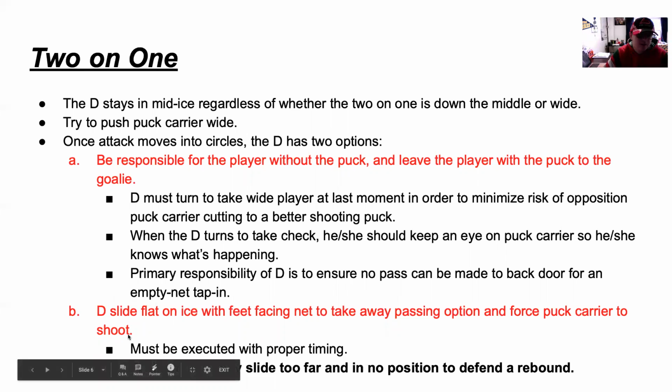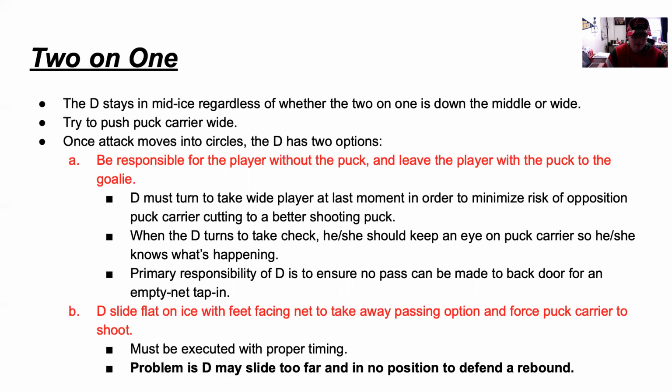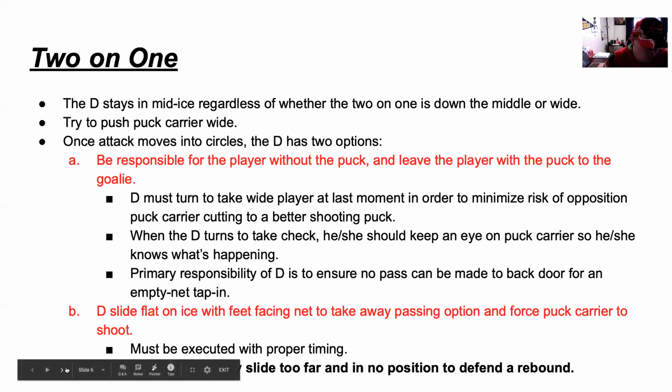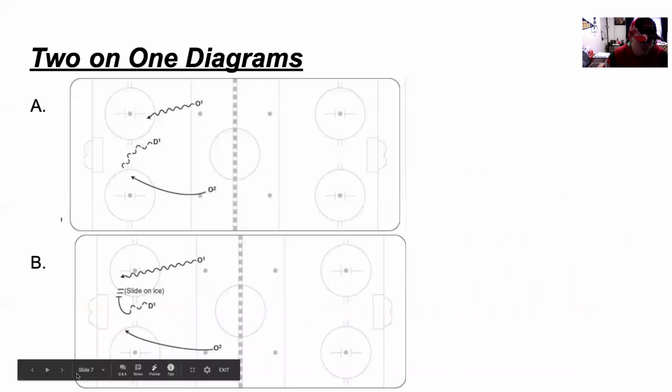And then the second option is the D slides flat on the ice with feet facing the net, takes away a passing option and forces the puck carrier to shoot. This must be executed with the proper timing. And the problem is the D may slide too far and be in no position to defend a rebound. So we can't be sliding too far. Okay, so as we take a look at the diagrams.